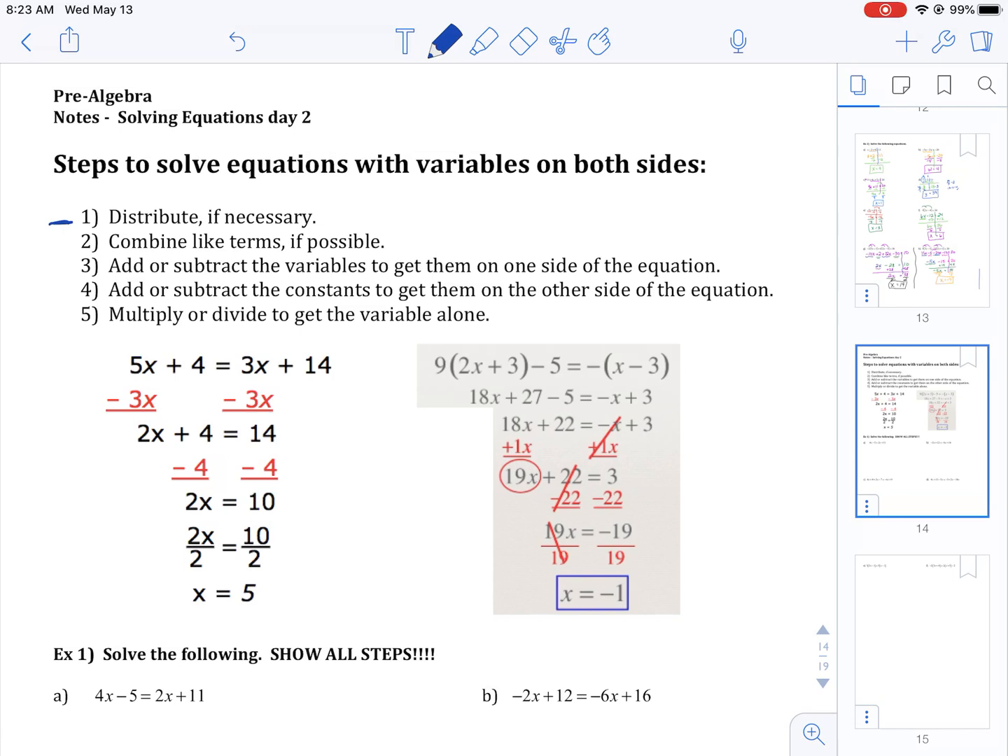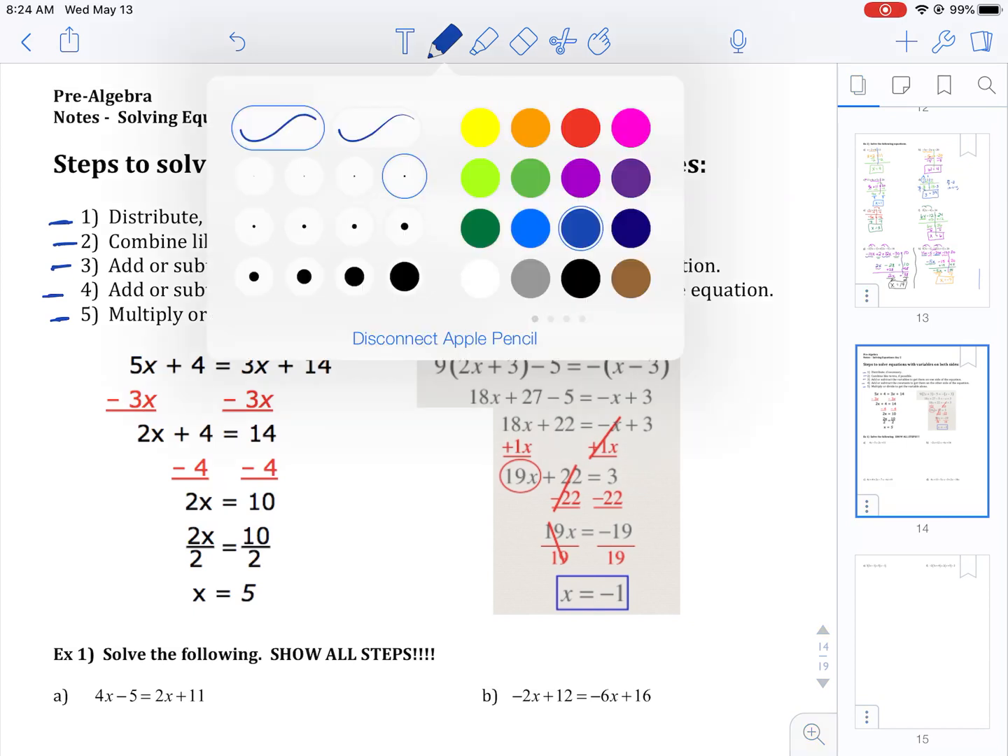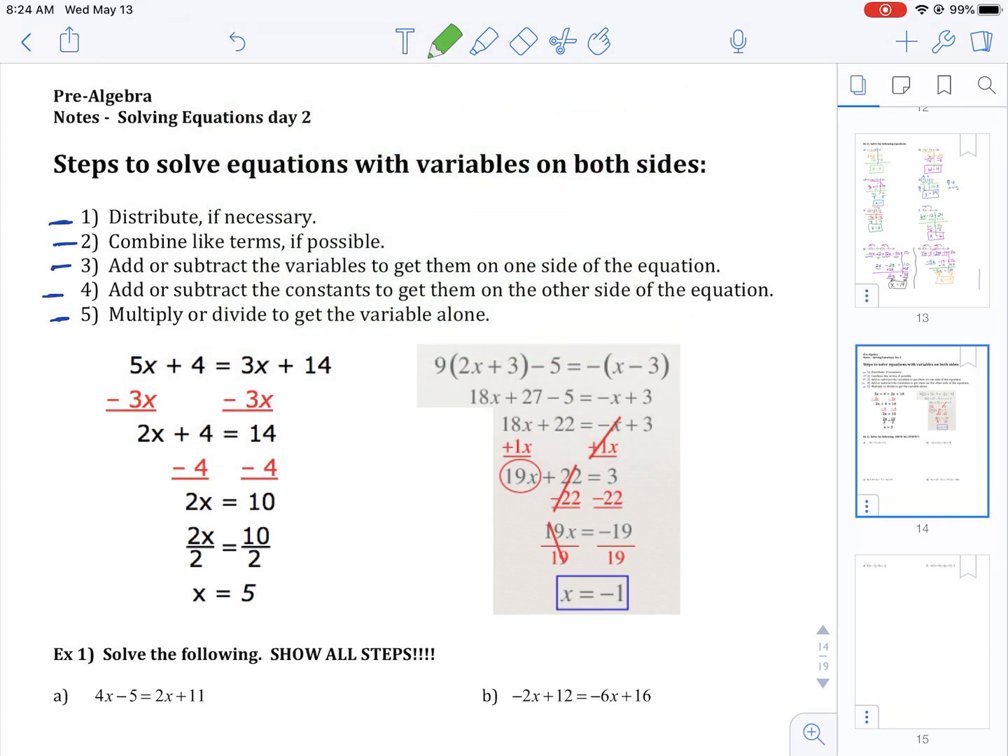Okay, so our first step is to distribute. So if there's parentheses, we've got to make sure we distribute. Second step is to combine like terms. So if there's like terms on either side of the equal sign, combine those like terms. And then we're going to add or subtract the variables to get them on one side, and then add or subtract the constants to get on the other side. Constants are just numbers without variables. And then the last step is to do the inverse and either multiply or possibly divide to get that variable all by itself.